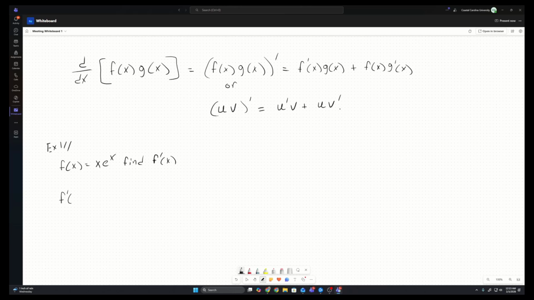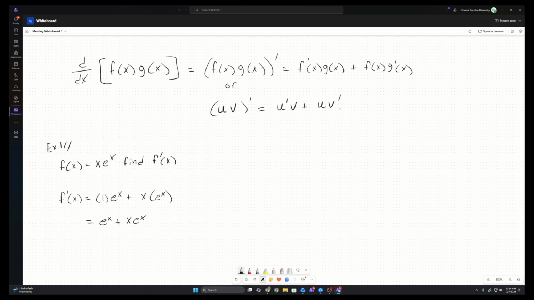So if I do f prime, we have the derivative of the first. Okay, the derivative of x is 1. E to the x stays the same. Plus, now the x doesn't change, times the derivative of e to the x, which is itself. So our answer would be e to the x plus x times e to the x. That's usually how I do the problems.